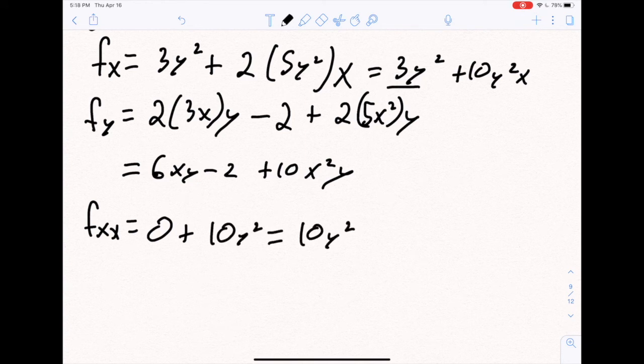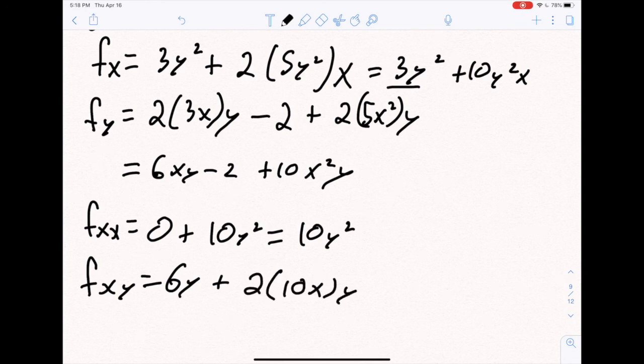Now that we found fxx, our goal is to find fxy. The way we do that is we take fx, which we found, and we take its derivative with respect to y. So the derivative of 3y² with respect to y is just 6y, plus the derivative of 10y²x with respect to y, where we treat 10x as a constant. We get 2 times 10x times y. So this simplifies down to be 6y + 20xy.